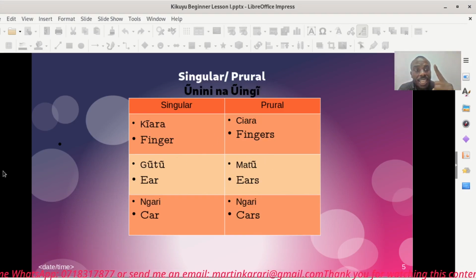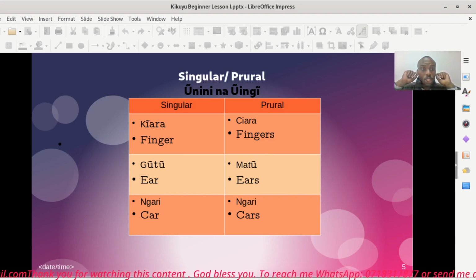You go to the next. Keara, finger. When there are many, ciara, fingers. Okay, let's go to the next. Goto, ear. Then when there are two, mato. Mato, ears. Good. Then let's go to this next.